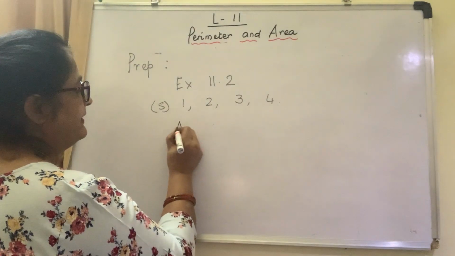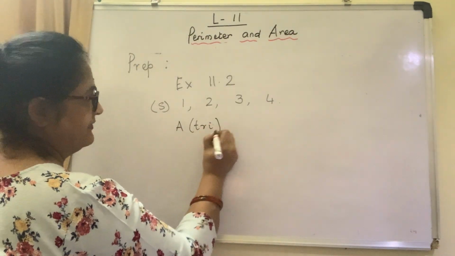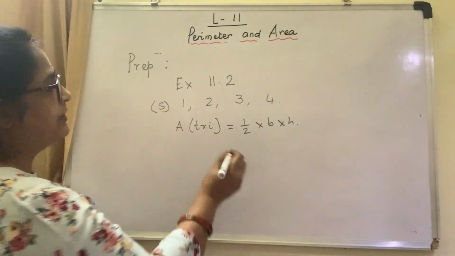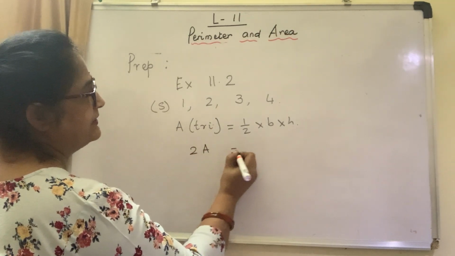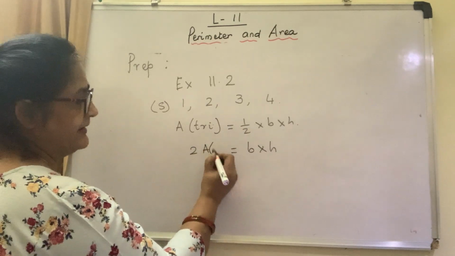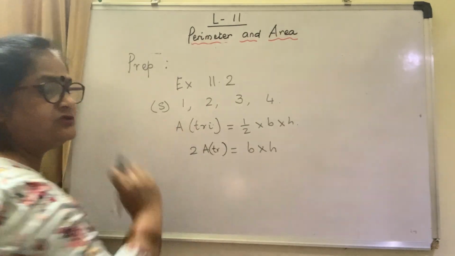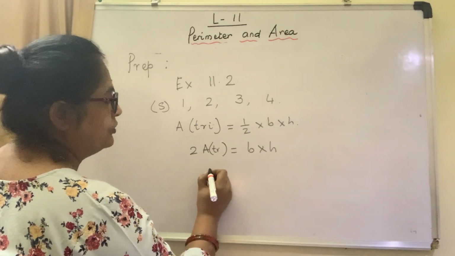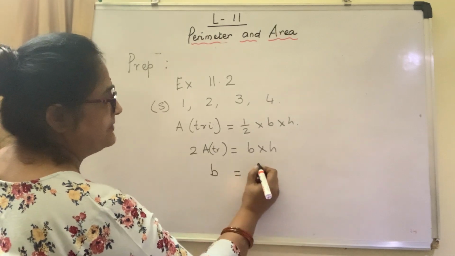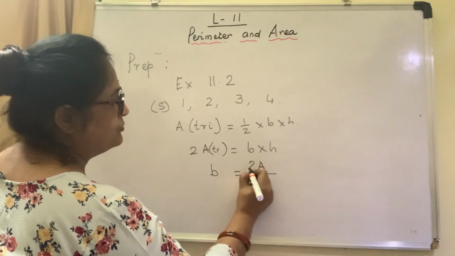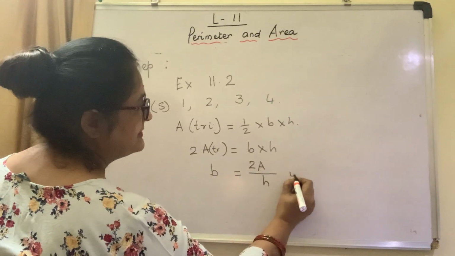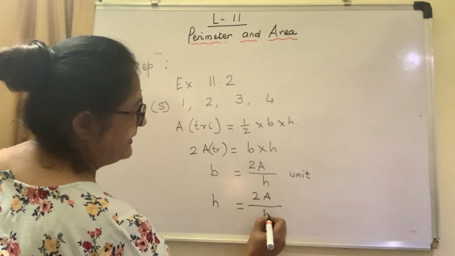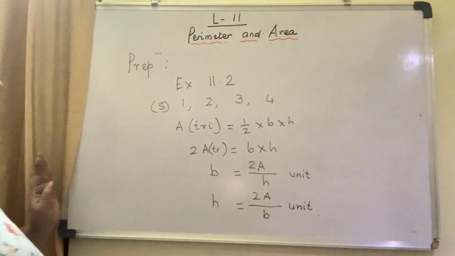Now if area of a triangle is given, area of a triangle is half multiplied by base multiplied by height. Okay, 2 area is equal to base multiplied by height. So if area is given and any of these you have to find, supposing you have to find base, base will be 2 area upon height unit. If you are finding the height, it is 2 area upon base unit. This is for your triangle.